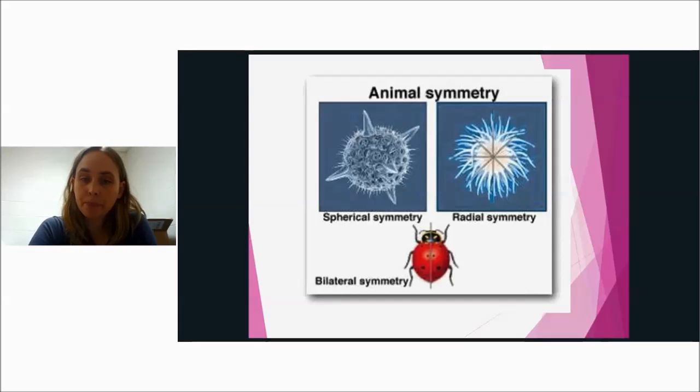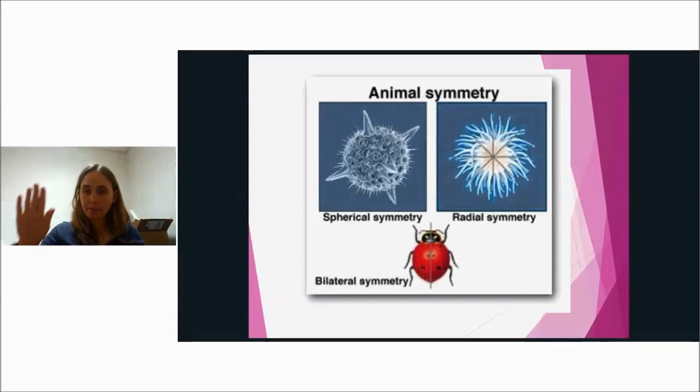Radial symmetry is kind of like a bike tire, where it has that central point and then it has the spokes all radiating out to the edges. So it's like a pie where you can cut it into different slices and all of them will be the same. We have bilateral symmetry.